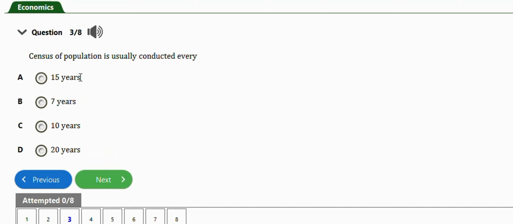Next question is this one. It says, census of population is usually conducted every 10 years. Option C, guys, very important.